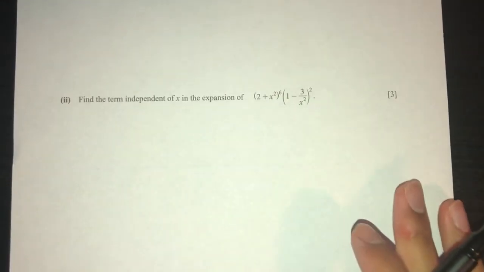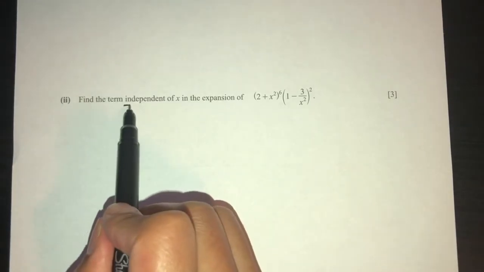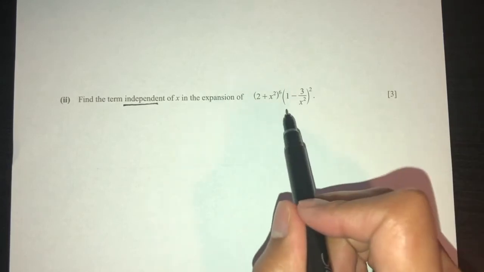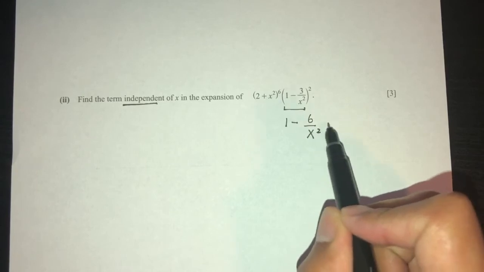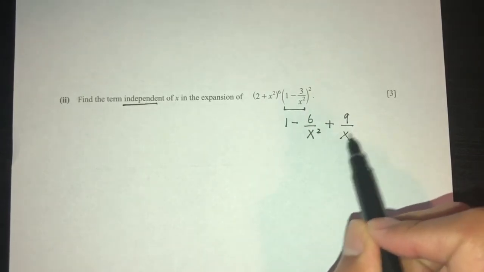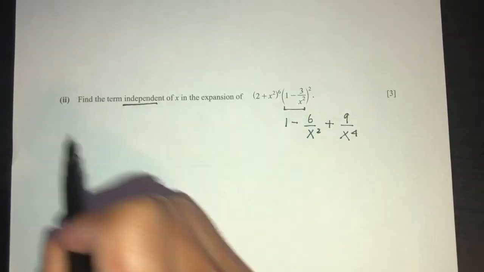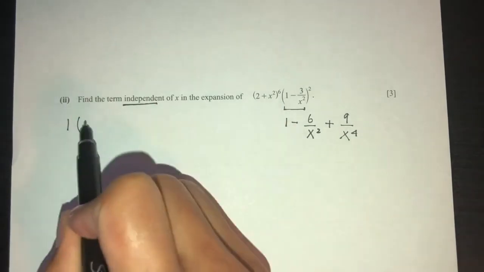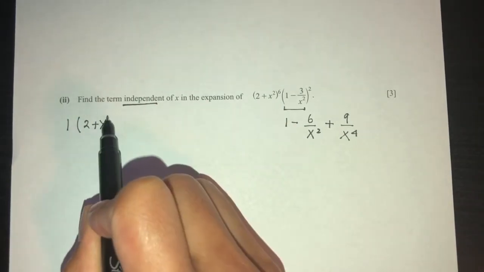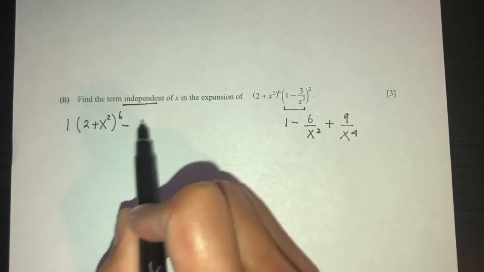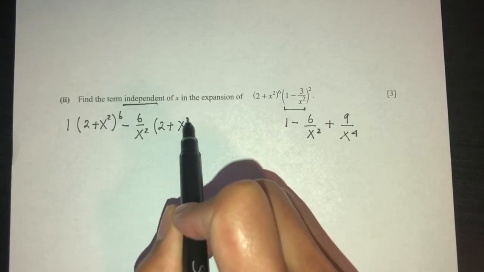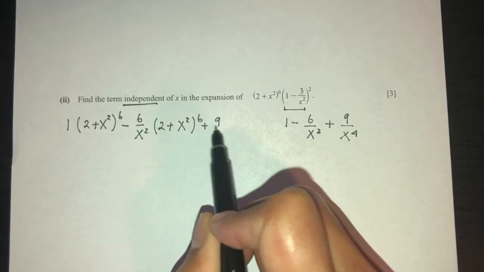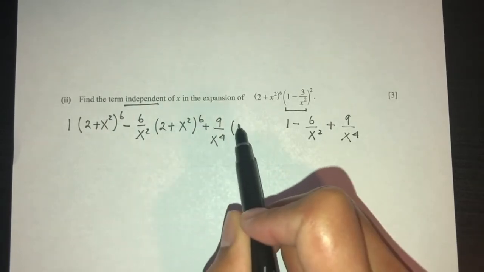Now move on to the next one. Find the term independent of x, which means the term which does not have an x in this expansion. So we have to expand this first. You will have 1 minus 6 over x squared plus 9 over x power 4. So if this times this, the first term will be 1 times this, then minus 6 over x squared times this, and then plus 9 over x power 4 times this.